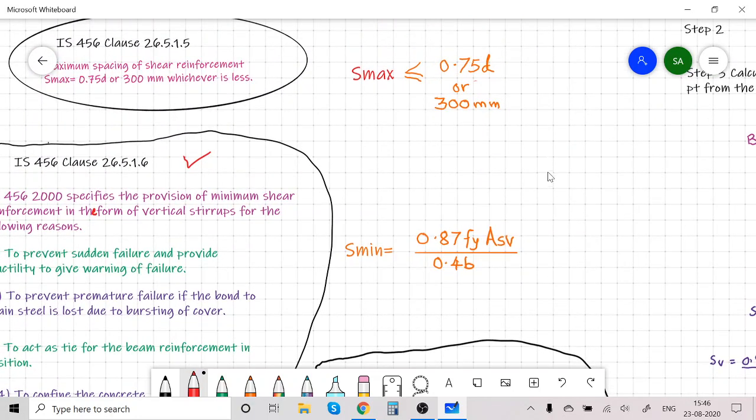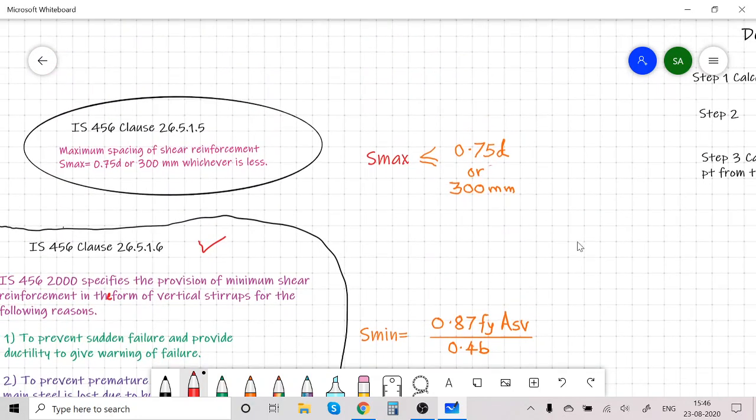Then there is another clause given by IS 456, clause number 26.5.1.5, that is maximum spacing of shear reinforcement. You cannot provide stirrup spacing more than this. The maximum spacing must be less than 0.75D or 300 mm, whichever is less. I will repeat, the spacing of stirrups should not be greater than 0.75D or 300 mm, whichever is less.